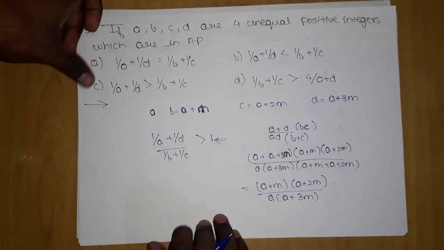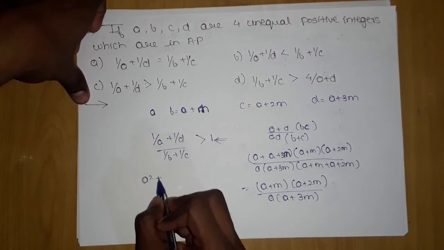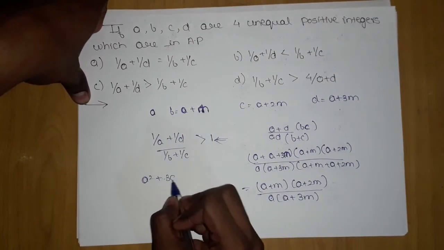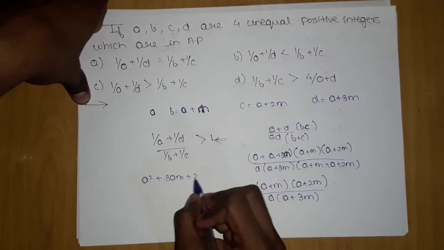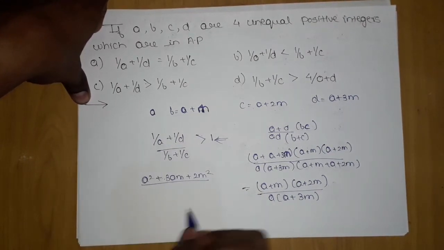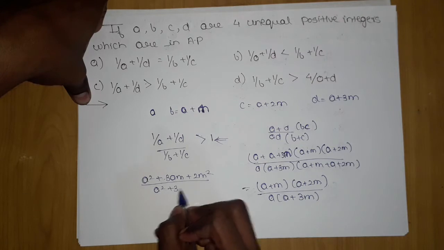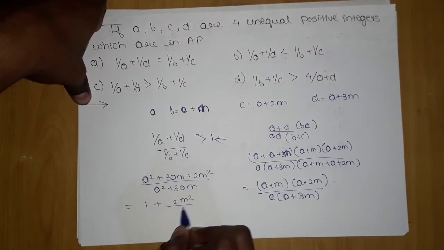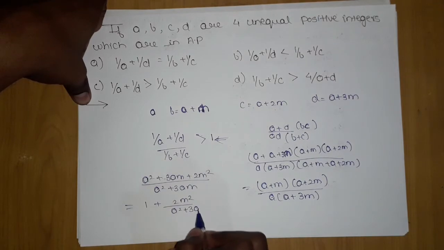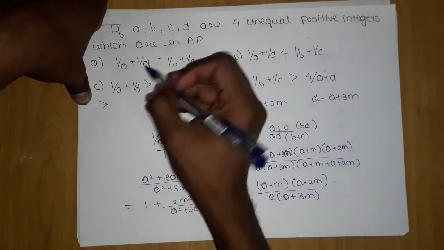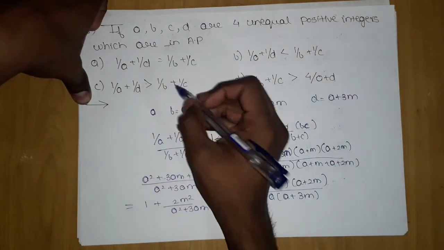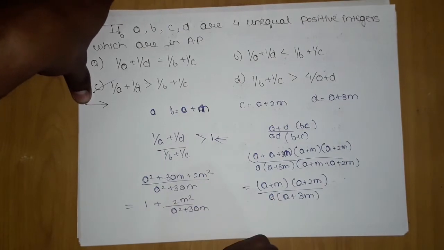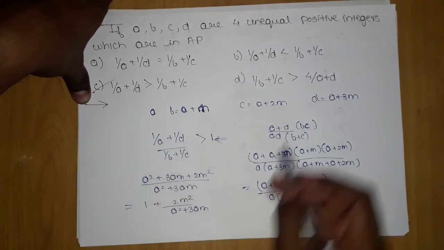Now let's just calculate this. a square plus 2am plus am, so 3am, plus 2m square, upon what we have, a square plus 3am. Now here you can see it is 1 plus 2m square upon a square plus 3am. So it is surely greater than 1. Okay, so it has been proved that it is greater than 1. So we got this; now we have to prove the next one.